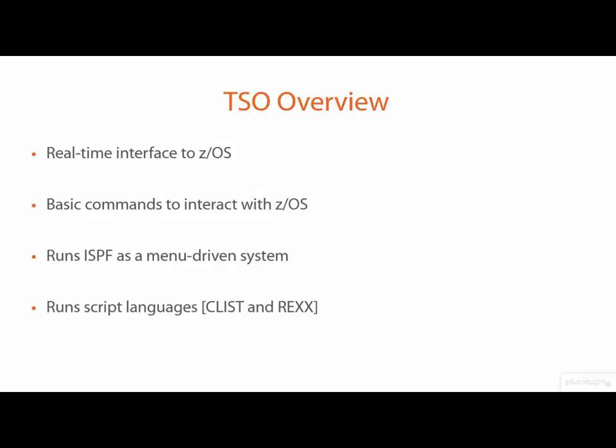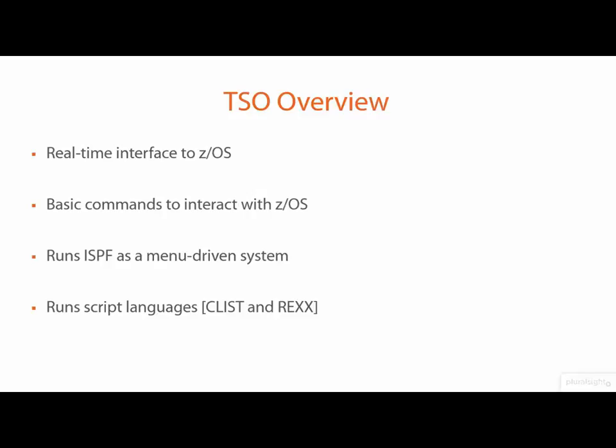TSO and ISPF are two separate components, but are closely linked regarding usage. TSO is the real-time interface to z/OS and provides the communication link for access. There are basic commands available in TSO that provide base-level control and access to system resources. ISPF is software that runs in the TSO environment and provides the user interface through a series of panels. This is the mechanism utilized to access all the online facilities available to interface with z/OS.